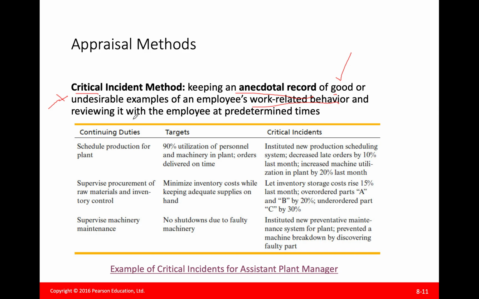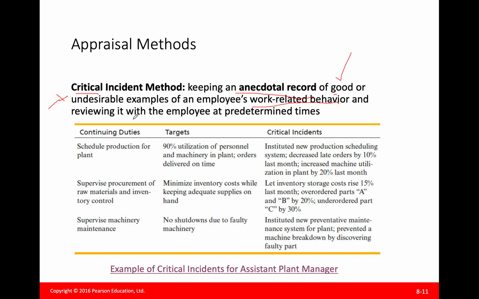Phương pháp này là phương pháp ghi chép lại những sự kiện, những cái ví dụ tốt hoặc là không tốt, hoặc là đáng khen hoặc không đáng khen của một người trong cái thời gian mà người đó làm việc. Và review lại cái thông tin này với người nhân viên đó ở những thời điểm nhất định. Review để làm chi? Để người này biết được họ tốt hay không tốt chỗ nào và từ đó họ improve hoặc là họ thay đổi gì đó.